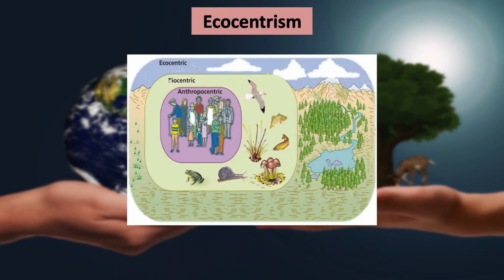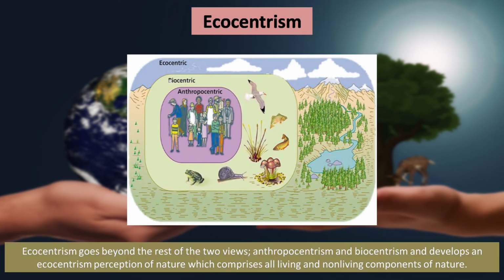Therefore, it is known as biocentrism. Now again, there is a further enlargement of this idea, and the second alternative comes: ecocentrism. Ecocentrism goes beyond the other two views, anthropocentrism and biocentrism, and develops an ecocentric perception of nature which comprises all living and non-living components of nature.